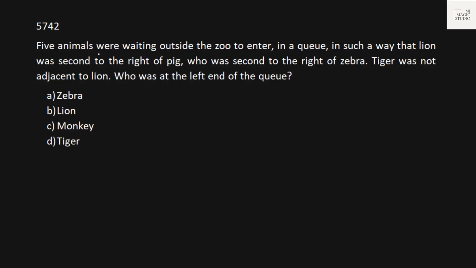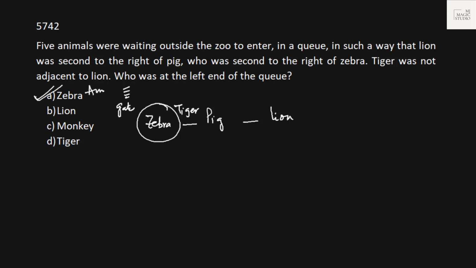Okay, now what we have? 5 animals were waiting outside the zoo to enter in a queue in such a way that lion was second to the right of pig. Lion is second to the right. Okay, this is the gate. To the right of pig, who was second to the right of zebra? Pig is second to the right of zebra. 5 animals done. Tiger was not adjacent to lion. Here we should have tiger. Who was at the left end of the queue? Zebra. Option A is the pig. Who is the 5th animal? We don't know. We don't want that even.